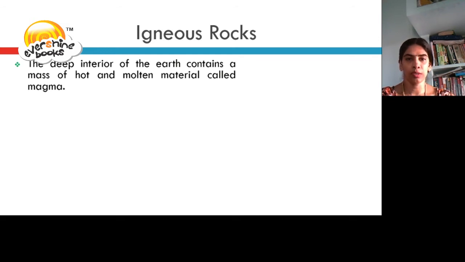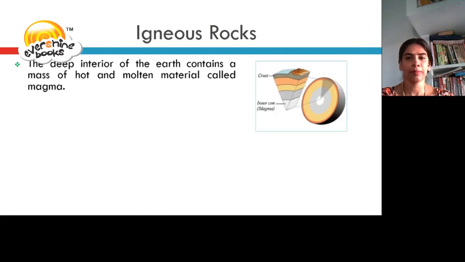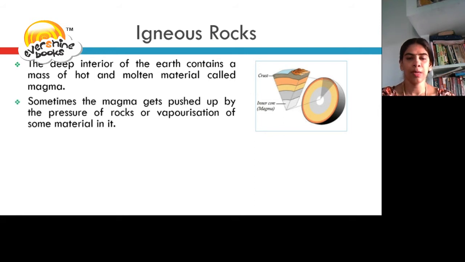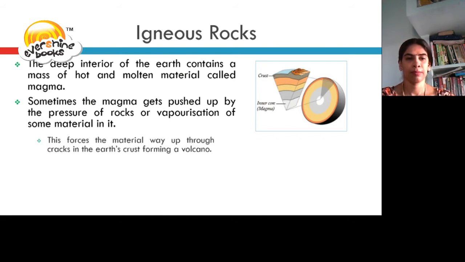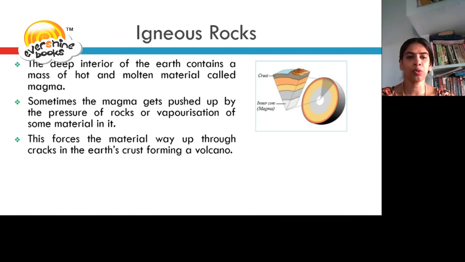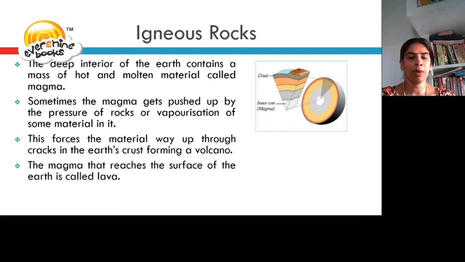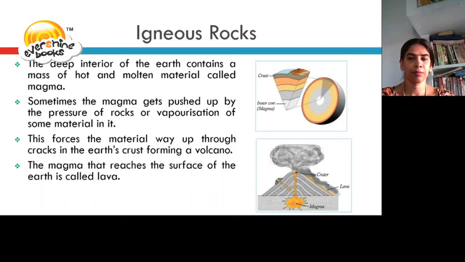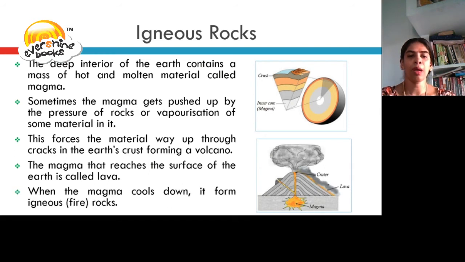The deep interior of the earth contains a mass of hot and molten material called magma. Sometimes this magma gets pushed up by the pressure of the rocks or vaporization of some material present in it. This forces the material way up through the cracks called crater in the earth's crust, forming a volcano. The magma that reaches the surface of the earth is called lava. When the magma cools down, it forms igneous rock, which is also known as fire rocks.